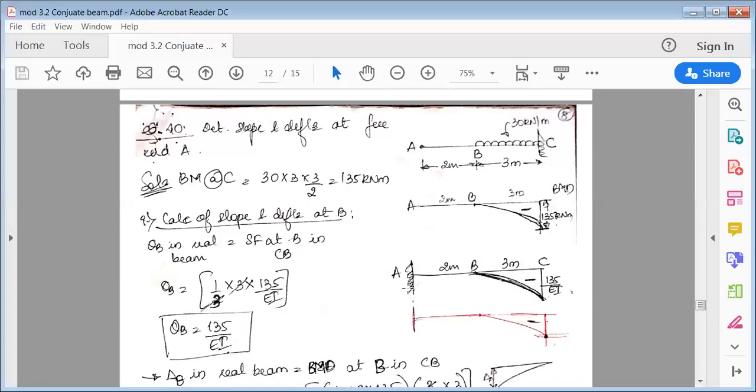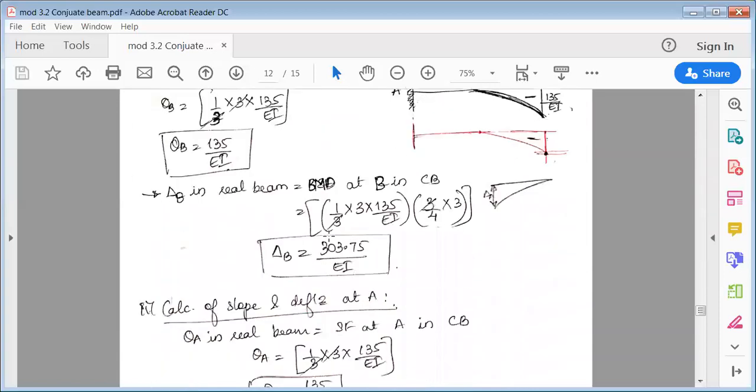Here, draw the diagram as usual, then show the ordinate 135 over EI. Next, end A is the free end. The free end becomes fixed, so just show the support here. Free end becomes fixed and fixed becomes free. So end A becomes fixed, which will have a vertical force like this, upward. So this becomes VA.